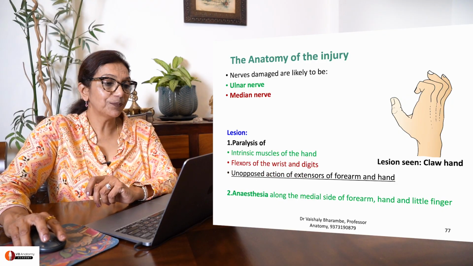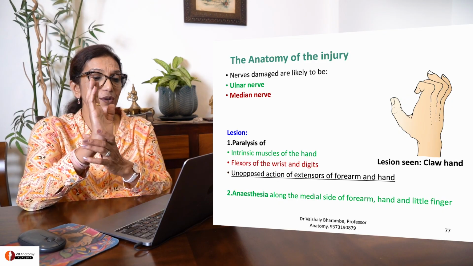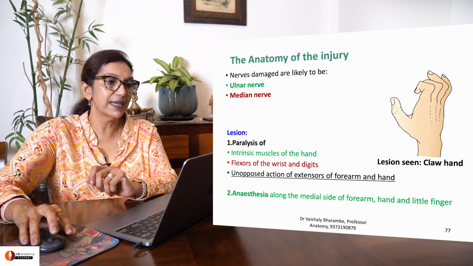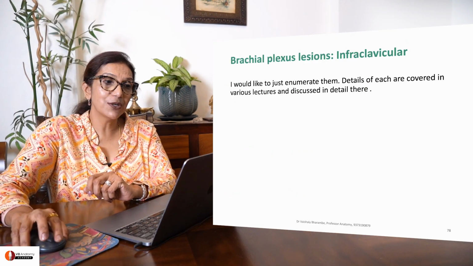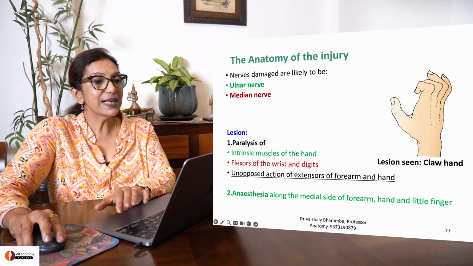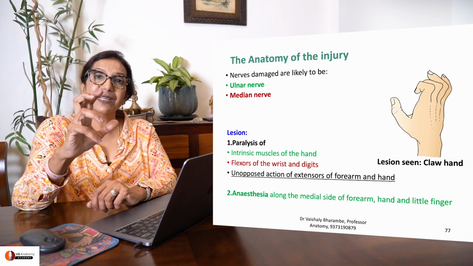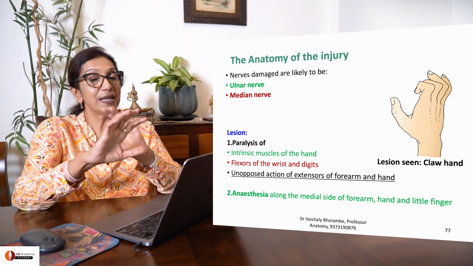Median nerve: unopposed action of the extensors of the forearm and hand, so the hand is nicely extended. That's median nerve damage. Okay, so that was Klumpke's paralysis, resulting in something that looks like a claw hand, but there is both ulnar and median nerve damage.